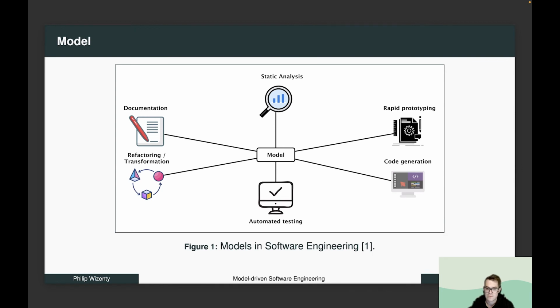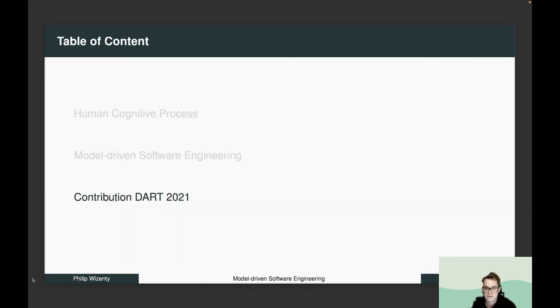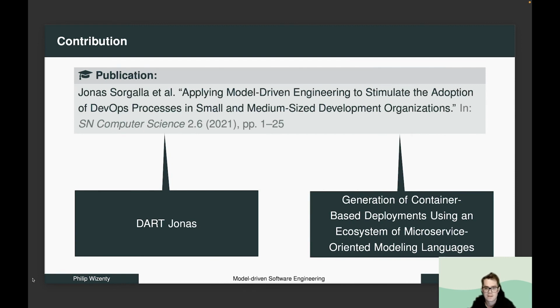In the contribution of Jonas Sorgalla and myself, there are two separate ones, we address a few of those possibilities like code generation or documentation of the software system specifically. Now let's continue with the contribution to the Dart Symposium 2020. Earlier this year, we published a journal paper titled Applying Model-Driven Engineering to Simulate the Adoption of DevOps in Small and Medium-Sized Development Organization in the Springer Link Journal. The Dart contribution relates to this research.